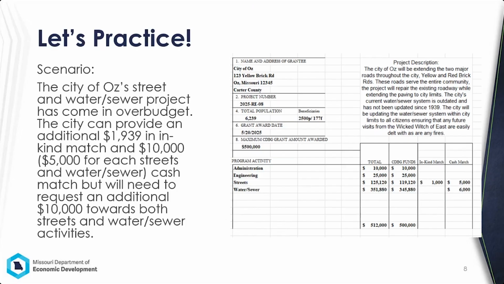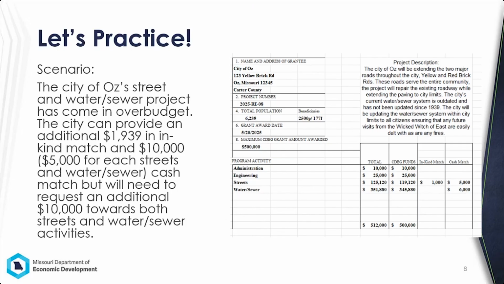This is for the city of Oz. They were awarded a streets and water sewer project on May 20th of this year. The city will be extending and paving the two major roads throughout the city, the Yellow and Red Brick Roads. The city's current water and sewer system is outdated and has not been updated since 1939. The city will be updating the system within city limits. The engineer is working closely with Dorothy Gale, the project administrator.